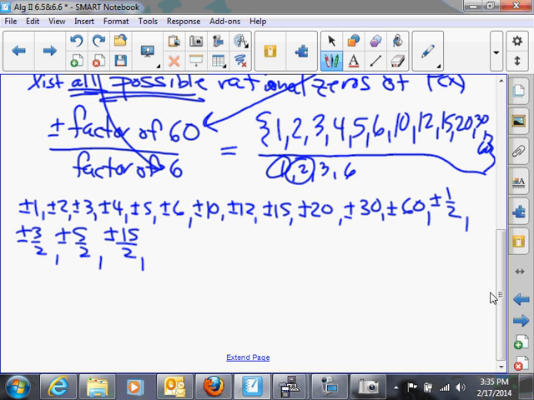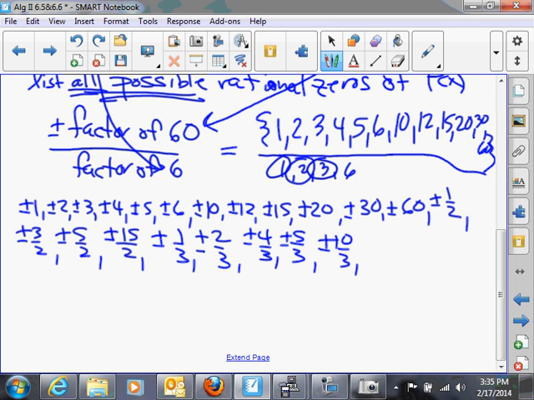So now we'll go back and we'll use 3 plus or minus 1/3 plus or minus 2/3. Now, plus or minus 3/3, we've already done that one. Plus or minus 4/3. Plus or minus 5/3. 6/3 have done, plus or minus 10/3. 12/3, 15/3, plus or minus 20/3. 30/3 and 60/3 we've already done. 30/3 is 10. That's there, and 60/3 is 20.